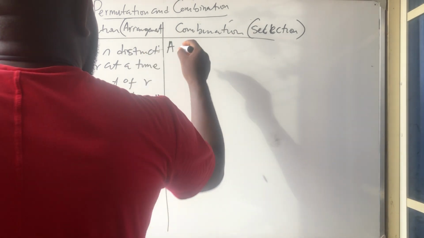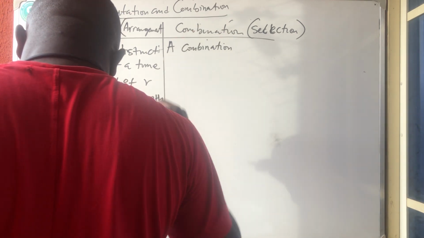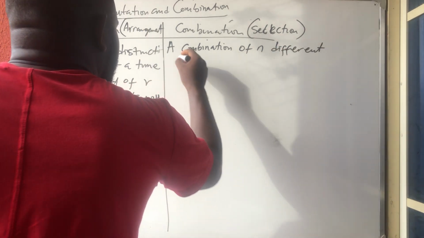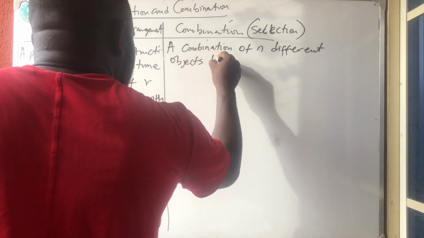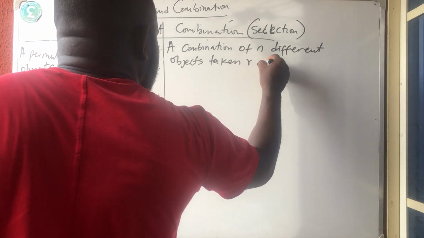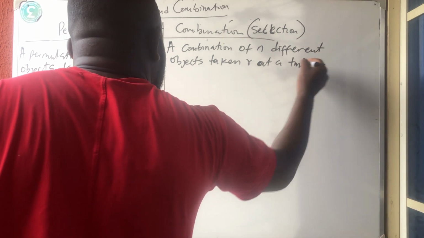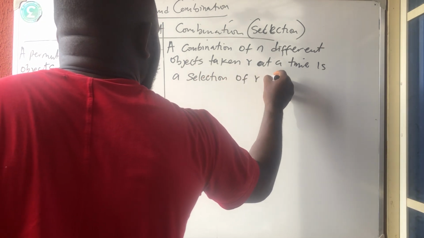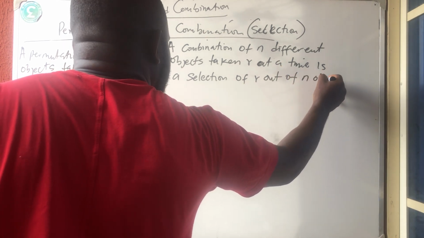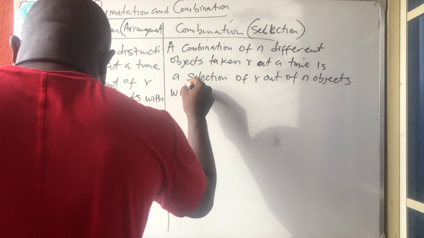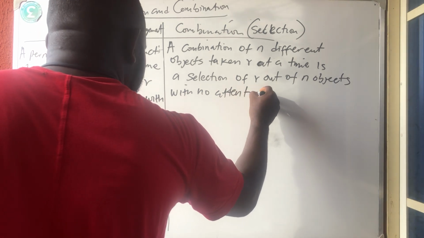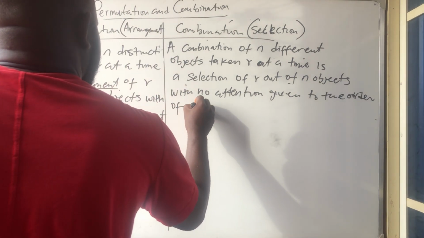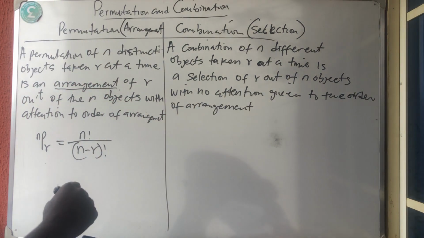Okay, the second one: a combination of n different objects taken R at a time is a selection of R out of n objects with no attention given to the order of arrangement. Have you seen it? There is no attention given to the order of arrangement.